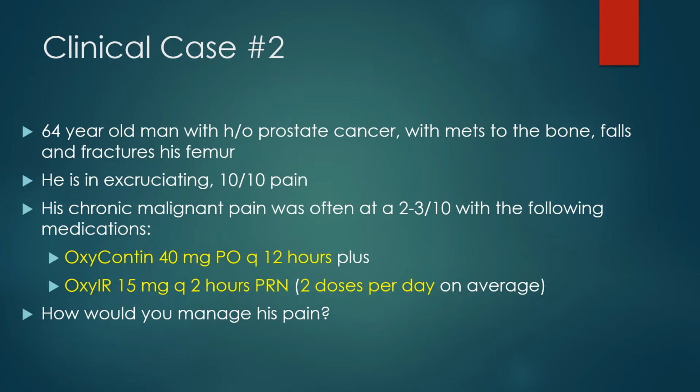This is a 64-year-old man with a history of prostate cancer with mets to the bone. He falls and fractures his femur. He is in excruciating 10 out of 10 pain. His chronic malignant pain was often at a 2 to 3 out of 10 with the following medications: OxyContin 40 milligrams PO Q12 hours plus OxyIR 15 milligrams Q2 hours PRN, about 2 doses per day on average. How would you manage the patient's acute pain?